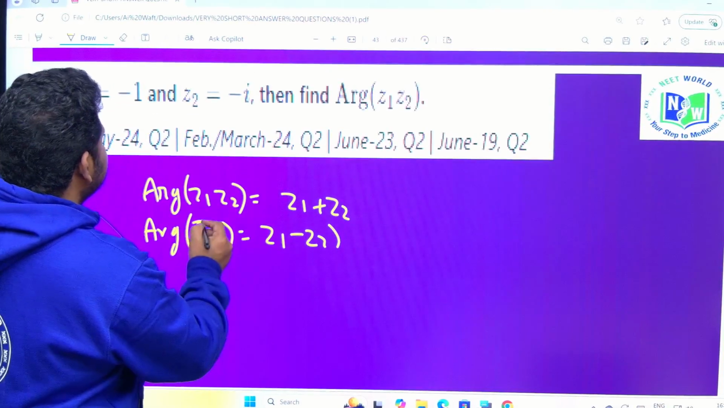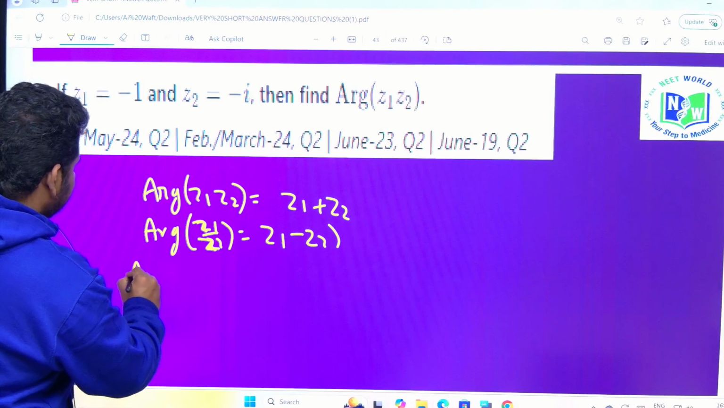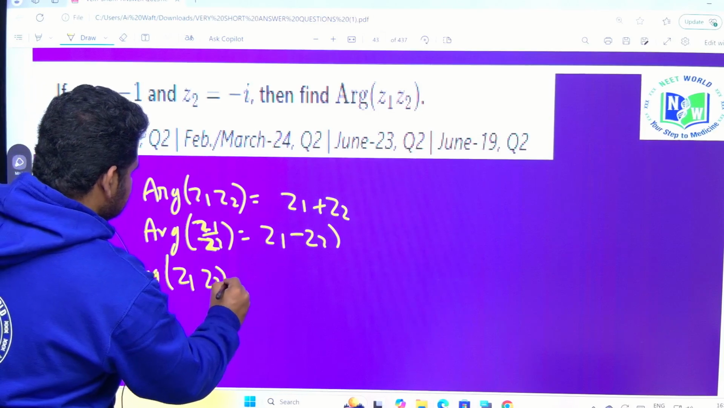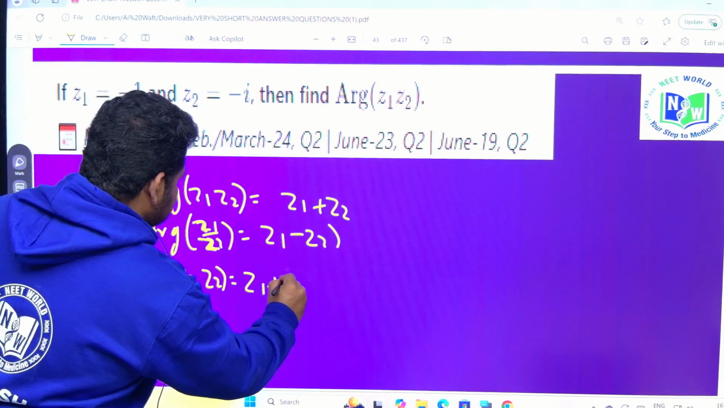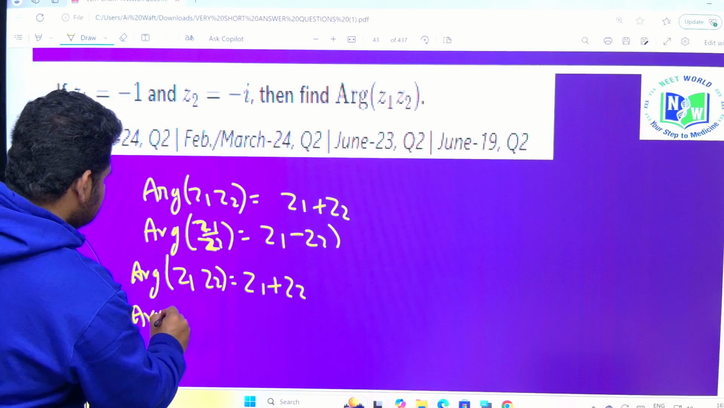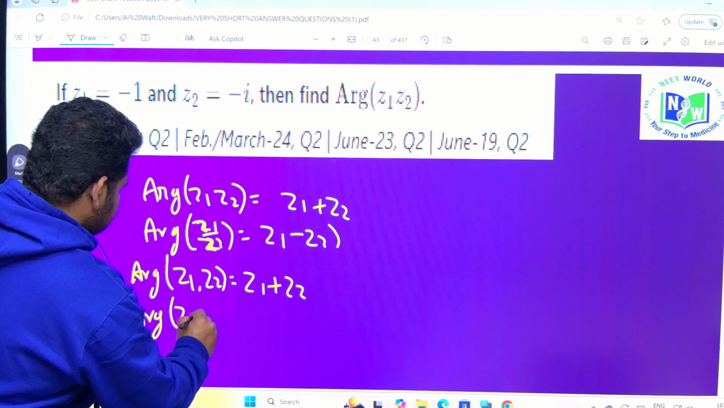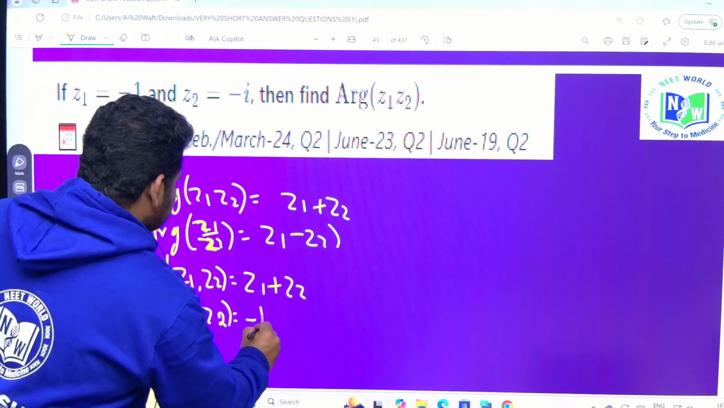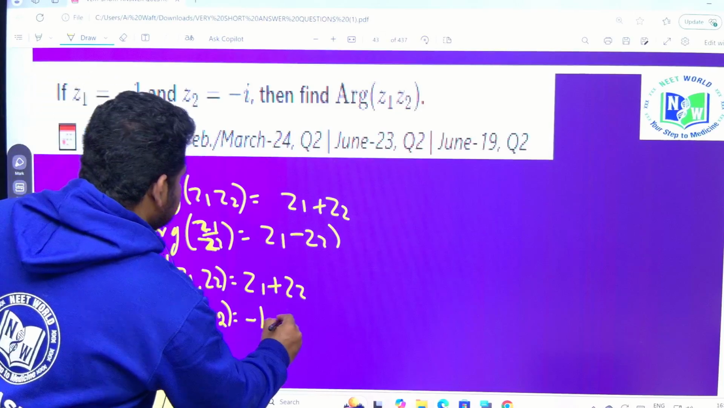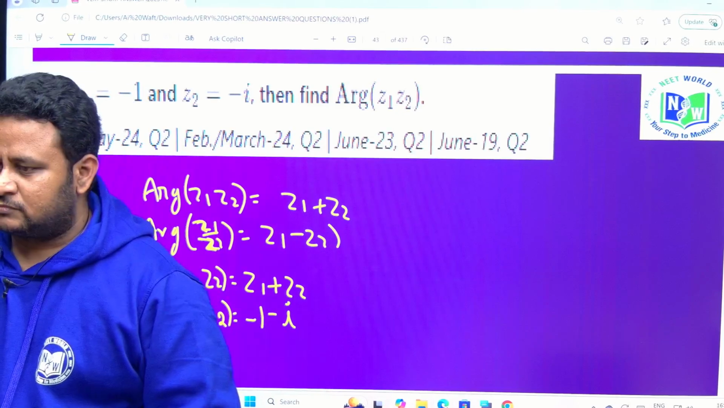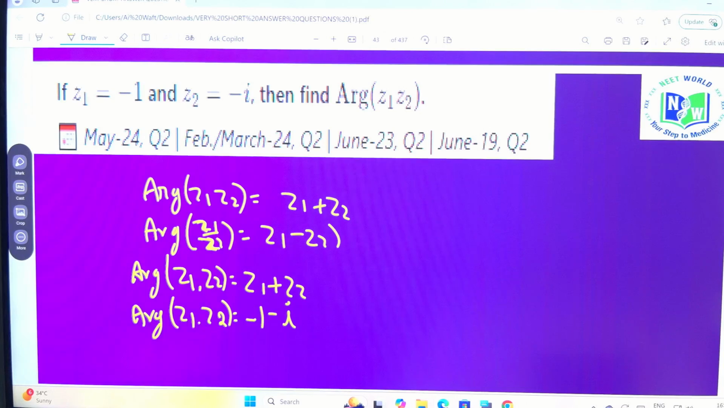So, z1 is here minus 1, z2 is minus i. So, argument of z1 z2, here it is arg z1 plus arg z2, or argument of z1 dot z2. Here z1 is what, friends? z1 is minus 1 and z2 is minus i. So, what is the answer, friends? Minus 1 minus i.